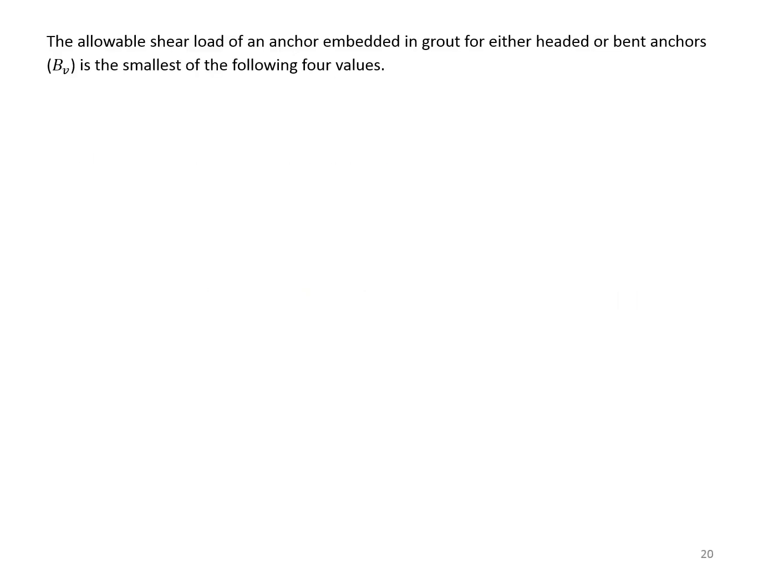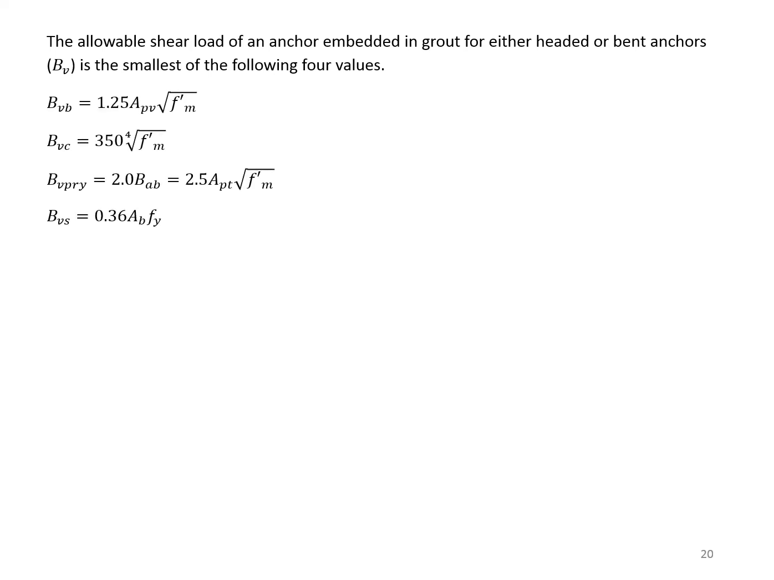The allowable shear load of an anchor embedded in grout for either headed or bent anchors, BV, is the smallest of the following four values. BVB is 1.25 APV square root of f prime m. BVC is 350 multiplied by the fourth root of f prime m. BVPRY is 2 times BAB, which is 2.5 APT square root of f prime m. And finally, BVS is 0.36 AB FY.